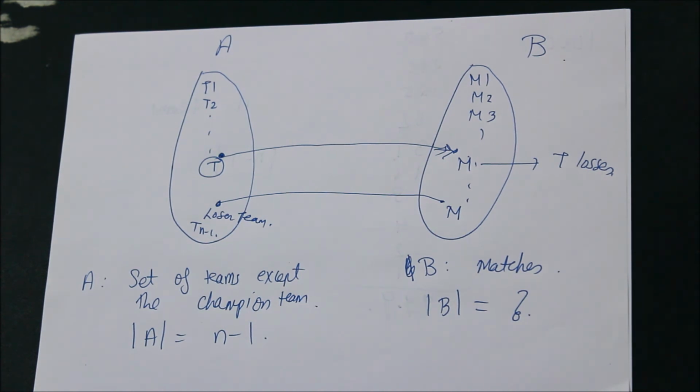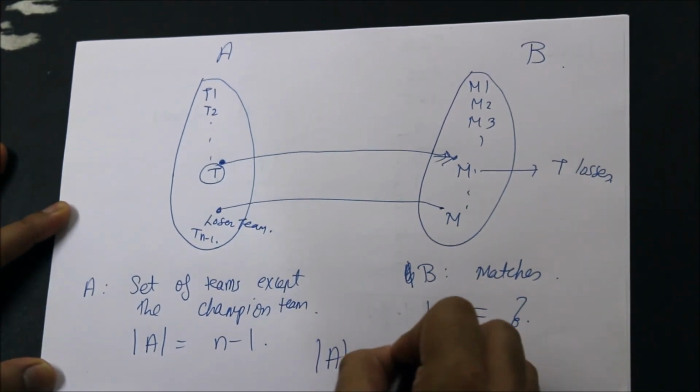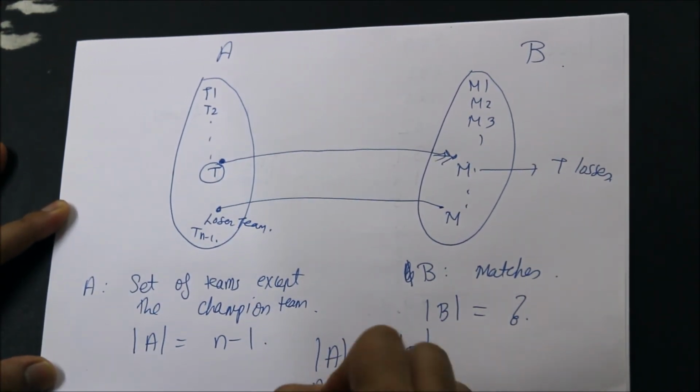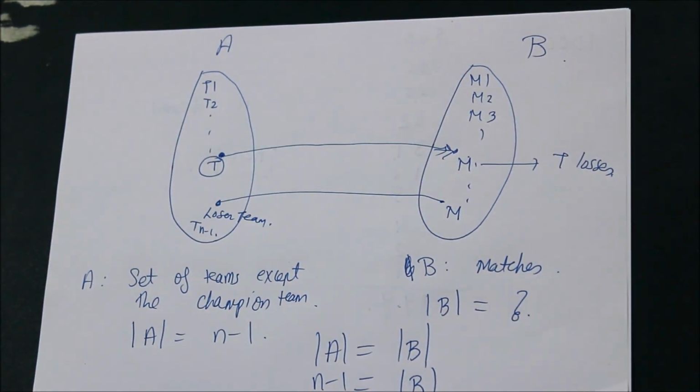And we know that if two sets are bijective, that means they have the same cardinality. So since A has n minus 1 elements, B also has n minus 1 elements. So that's what the answer is. I like this solution very much. That's why I thought of sharing it with you.